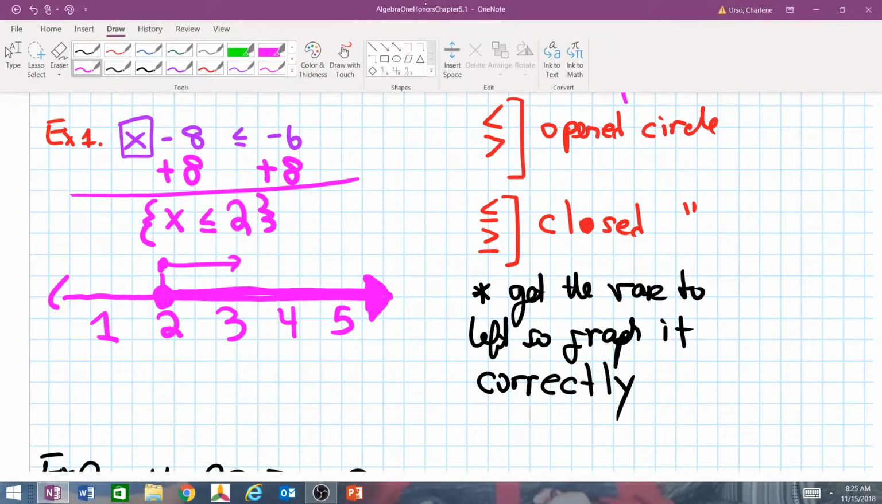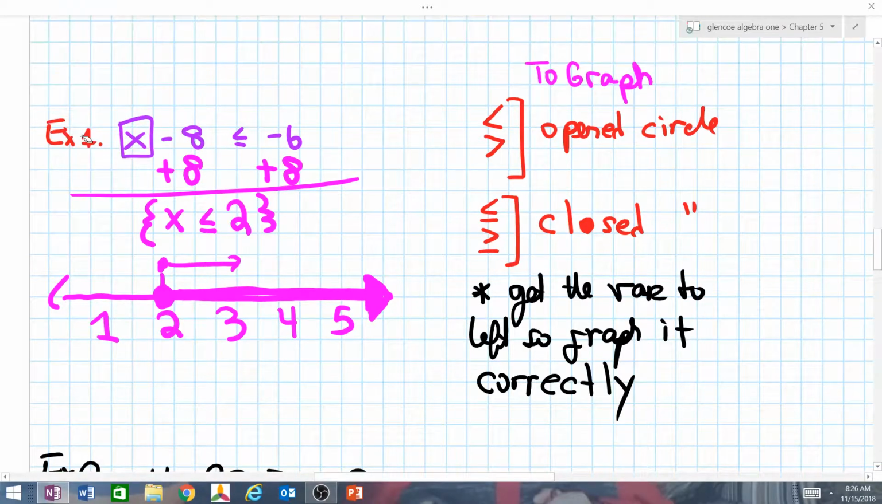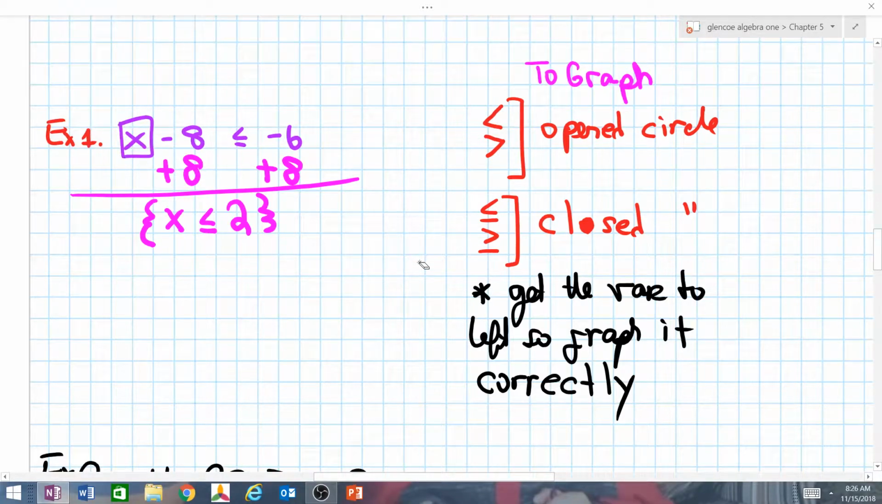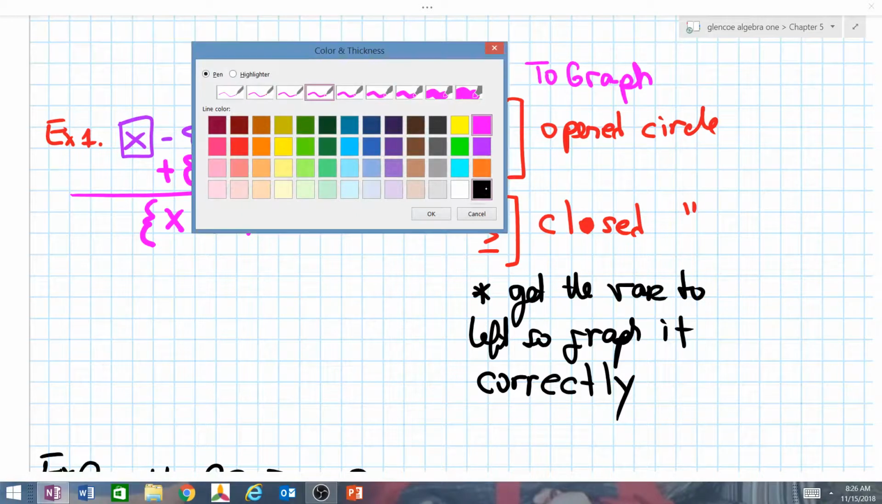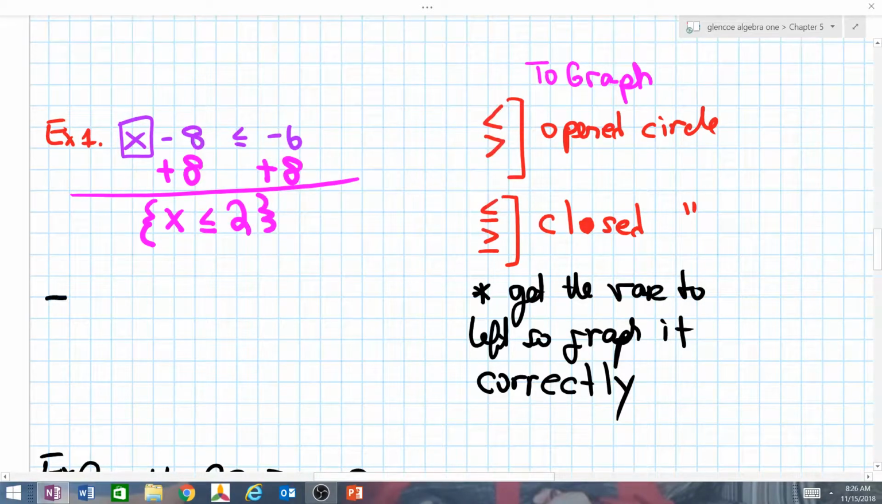Question, yes? Isn't it x is less than or equal to 2? It is x is less than or equal to 2, but I've been talking too much. So give me 1 second and we'll graph it the right way. Sounds good? Here we go. x is less than or equal to 2. Let's get the pen back. Sorry, guys. First mistake today.